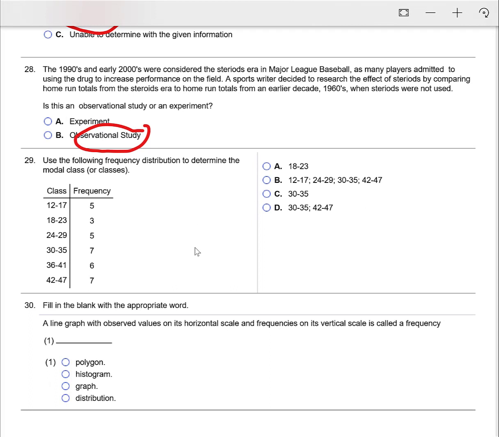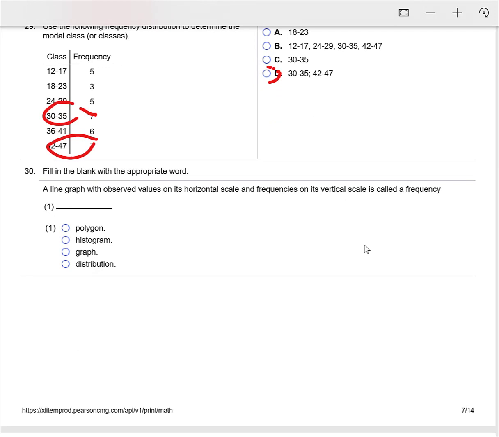Use the following frequency table to determine the modal class or classes. So there's actually 2 here, aren't there? There's one here, and there's one here. So the correct answer here is going to be D. There's 2 modal classes. Remember, modal class is the one with the highest frequency. A line graph with observed values on the horizontal axis and frequencies on the vertical axis is called a frequency polygon.